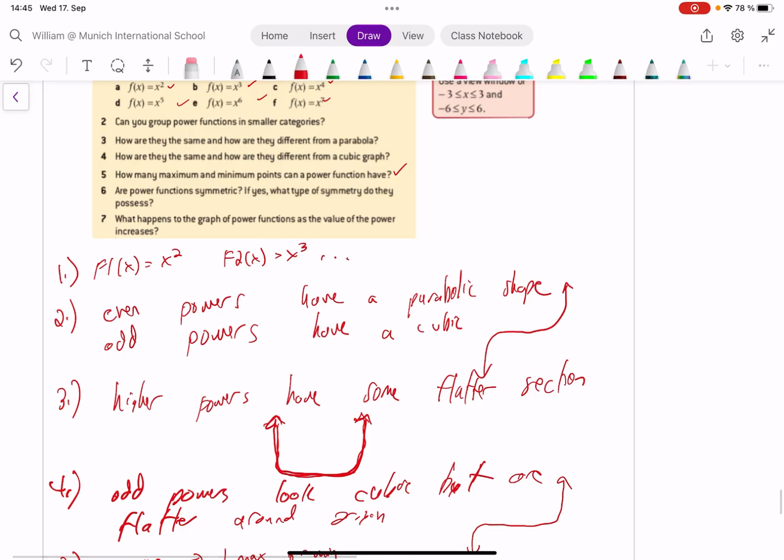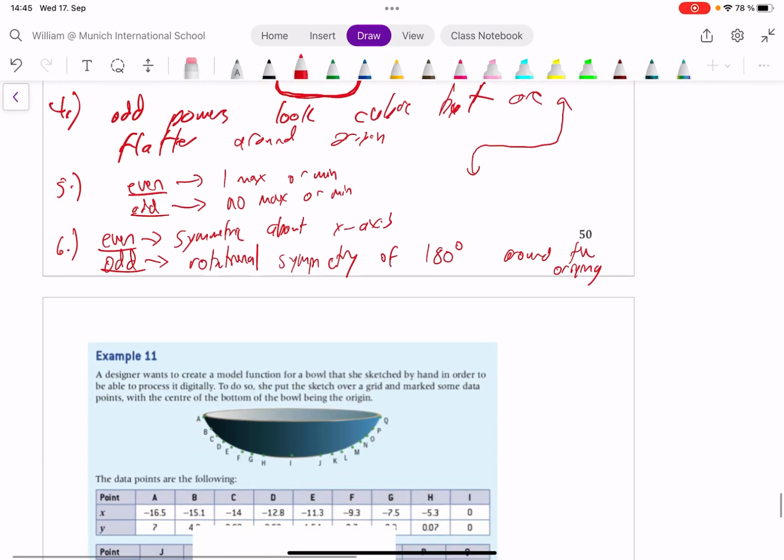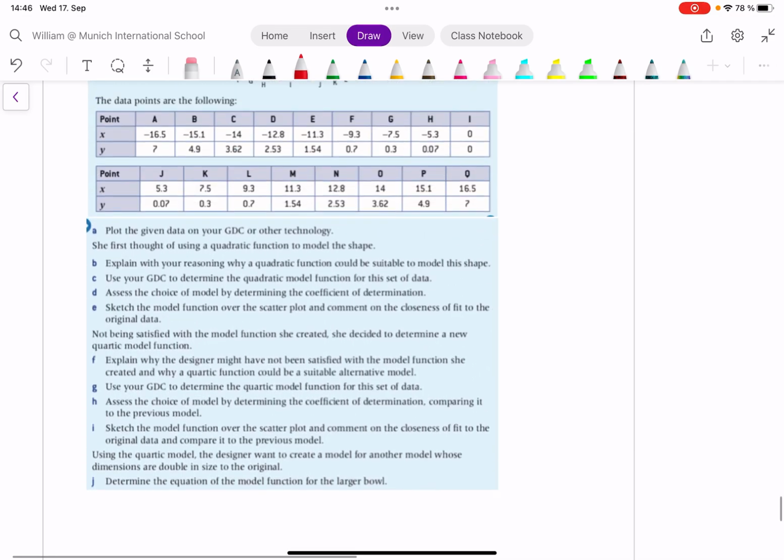Yeah, and then it says what happens to graphs of the power function as the power increases. We kind of already said this, they become flatter around the origin. Right. So let's take a look at an actual example of this.